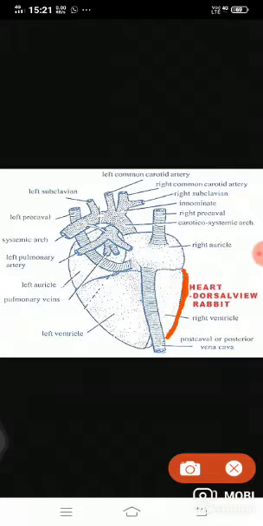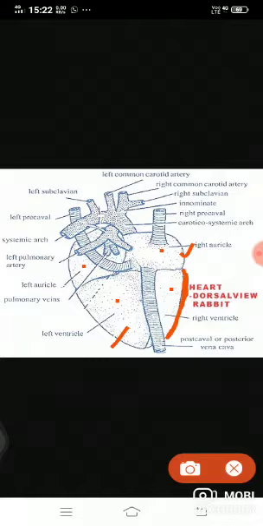How many chambers does the heart have? Just see here: 1, 2, 3, 4. So 4 chambers. The upper ones are auricles, the lower ones are ventricles. So the 4 chambers are right auricle and right ventricle, left auricle and also left ventricle.